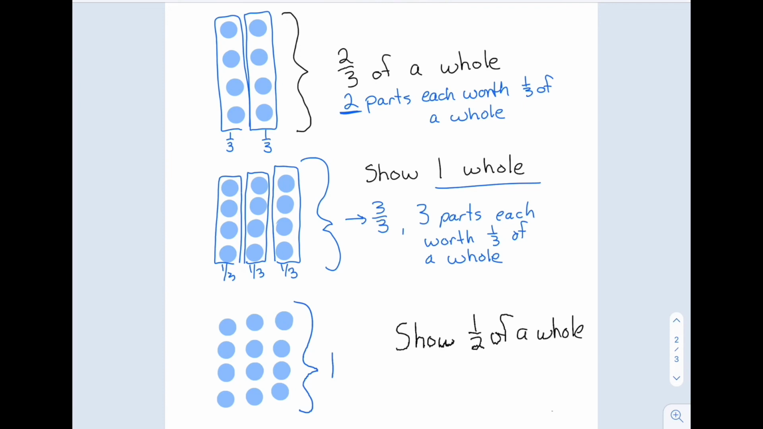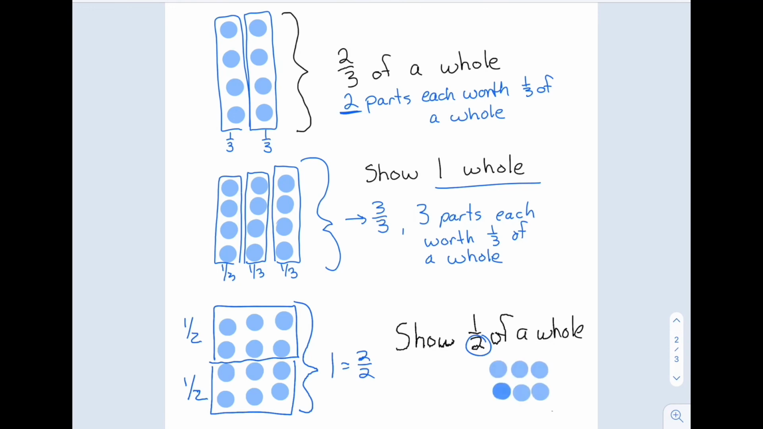This is one whole, and since we're working with a denominator of 2, we want to represent this as 2 parts, each worth 1/2. Well, here's our 1 part worth 1/2, and our second part also worth 1/2. So to show half of a whole, we need 1 part worth 1/2 of the whole, and we'll just draw it down here in the corner, where that's half of the whole.